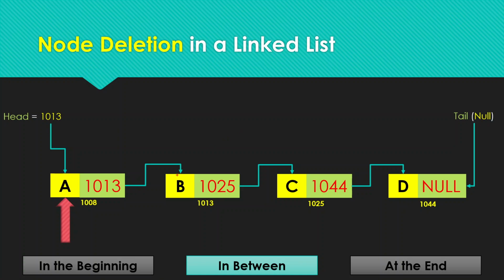Just like insertion, we can delete a node from the beginning of the list, that is deleting the head actually. Like here, if we wanted to delete node A, or we can also delete between two nodes. Like in this example, we are going to delete this node C, and we can also delete at the very end, that is, for example, node D.